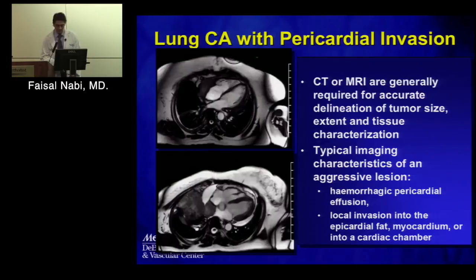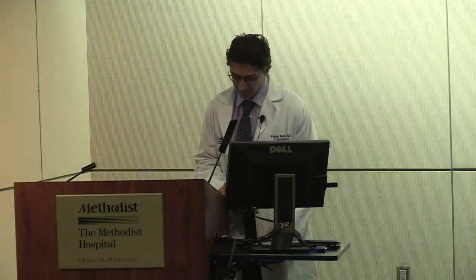And this is just an example of that, how with the large field of view, you can see this large lung mass actually extending into the pericardium with an associated pericardial effusion. And in this particular case, you have this mass that's actually just occupying the entire anterior pericardial space.